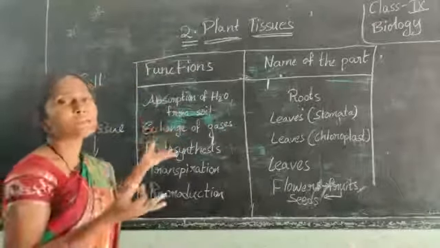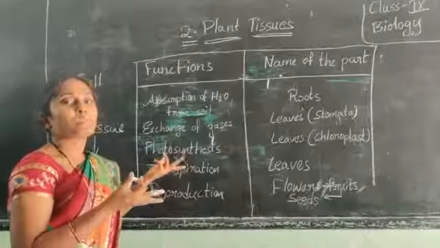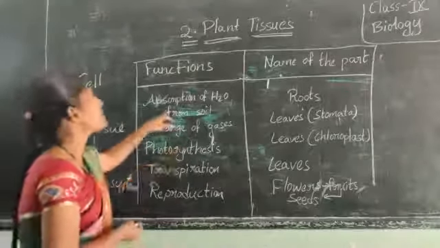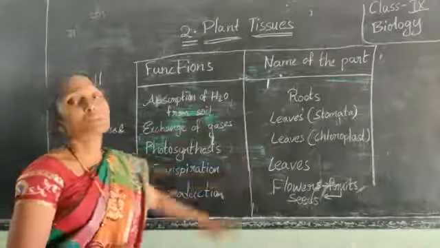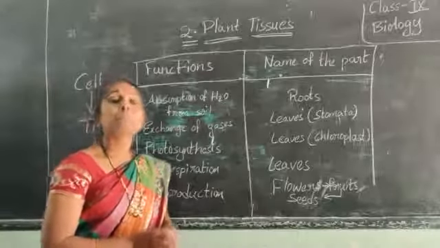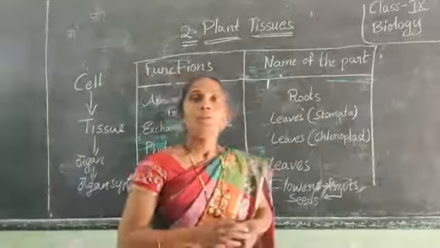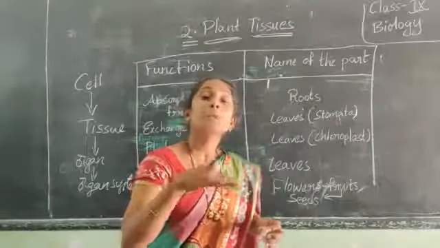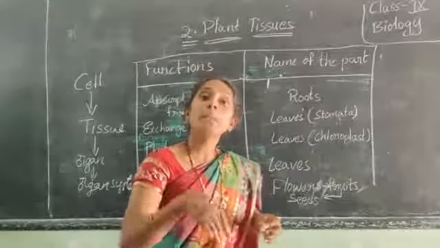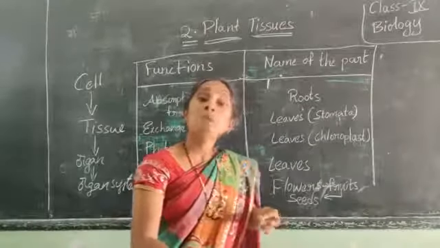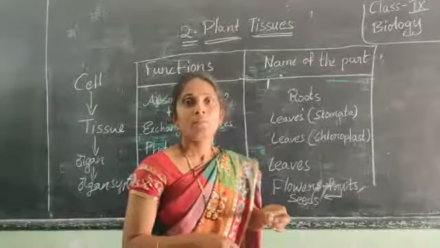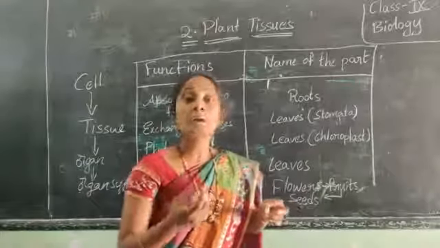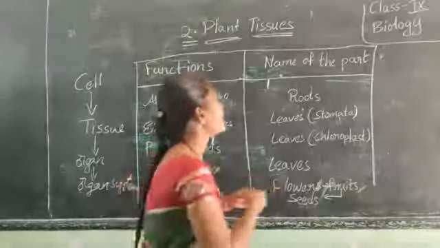So now let's go and see. Here different functions of the plants are there. Which part of the plant helps and which part of the plant, it can absorb the nutrients from the soil. That is the main function of these roots.